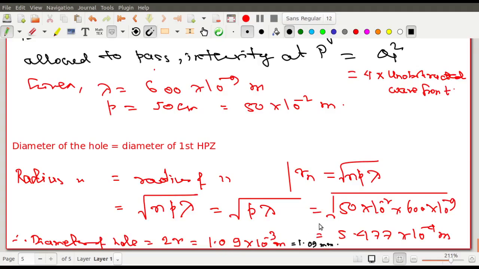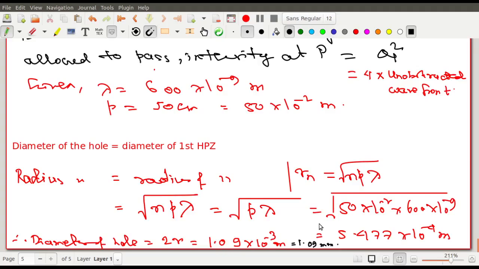The hole should be about 1 millimeter. Look at your scale and you will understand what 1 millimeter is: 1 millimeter means 0.1 centimeter. Look at your scale and you see 0.1 centimeter. So that is the diameter of the first half period zone.